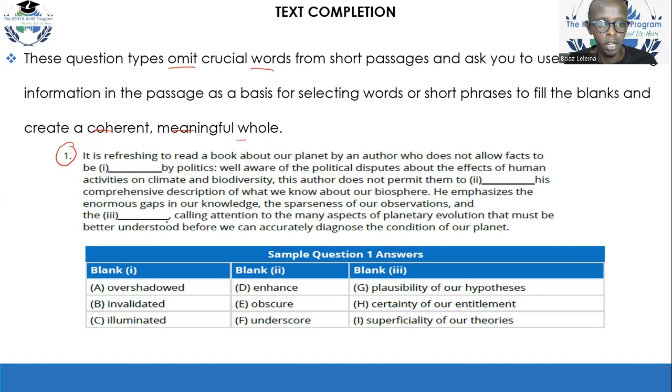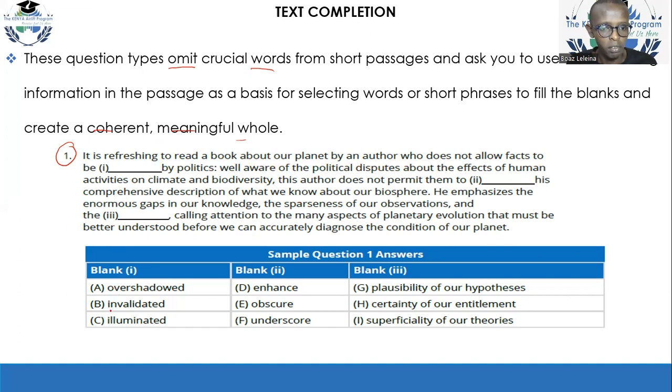He emphasizes the enormous gaps in our knowledge, the sparseness of our observation, and the blank, calling attention to many aspects of planetary evolution that must be better understood before we can accurately diagnose the condition of our planet. So from this paragraph here, we can see that we're talking about an author who is being praised for not allowing politics to do something to him. So it's refreshing to read a book about our planet by an author who does not allow facts to be blank.